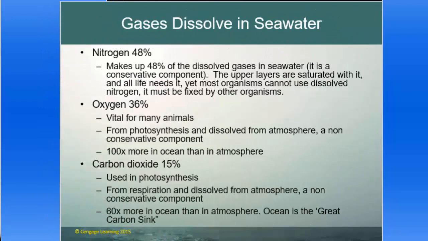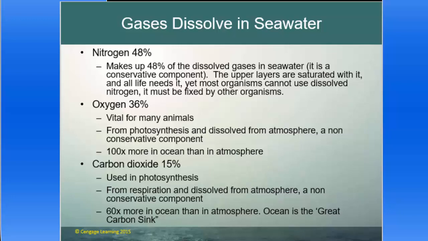So gases dissolve readily in seawater. Nitrogen, which is a conservative component, meaning it's always in the same proportion, makes up about 48% of the dissolved gases in seawater. The upper layers are saturated with it. All life needs it, but interestingly enough, most organisms, including human beings, can't actually use dissolved nitrogen. It has to be fixed into nitrates that we can use by other organisms, specifically certain types of bacteria.